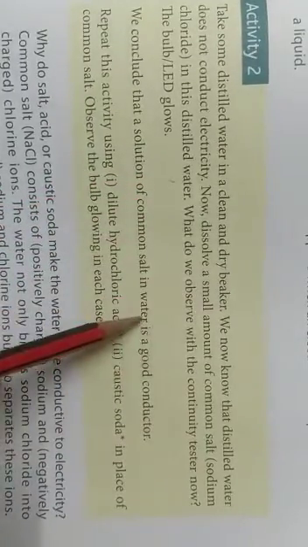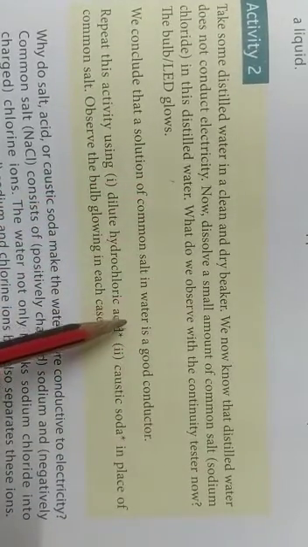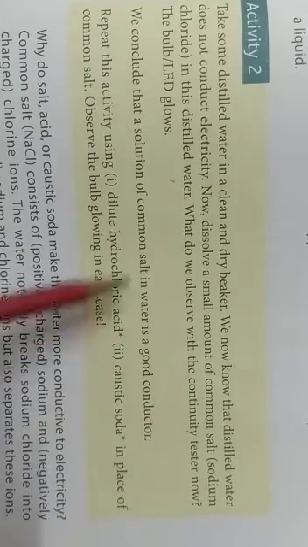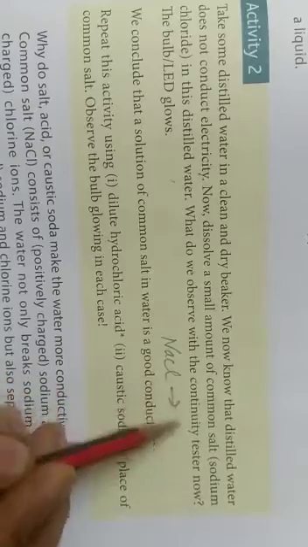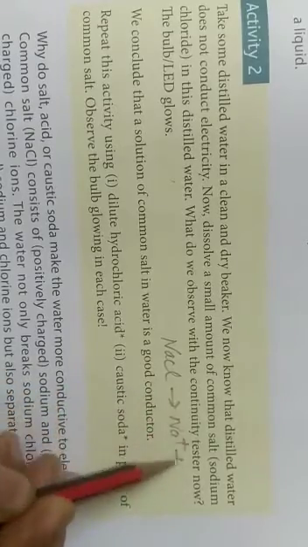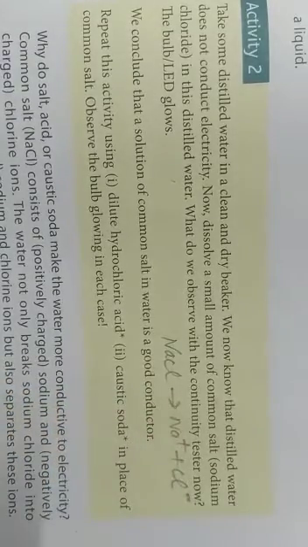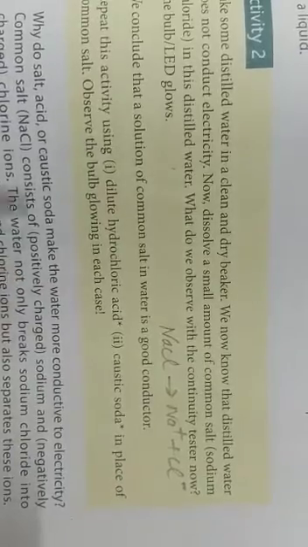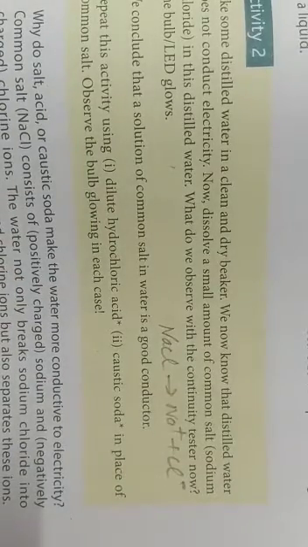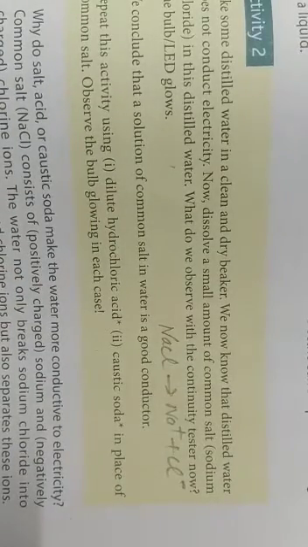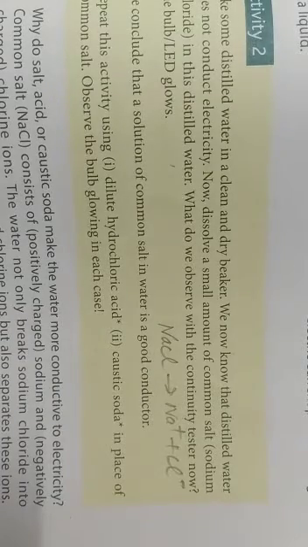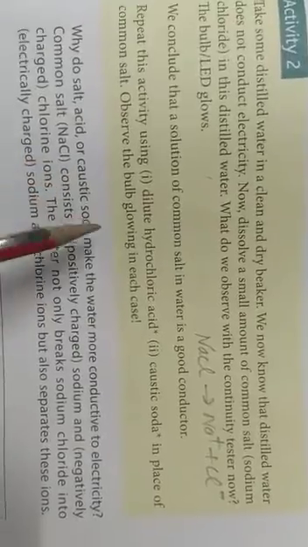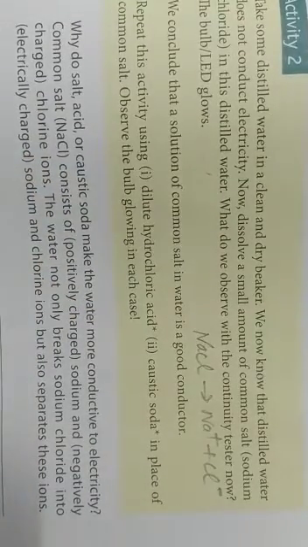Then you will observe that now it becomes a good conductor because the salt will dissolve into Na positive and Cl negative ions. That's why now it becomes a good conductor. Repeat this activity by taking hydrochloric acid, caustic soda in place of common salt. Then you have to observe whether the bulb will glow in each case or not.